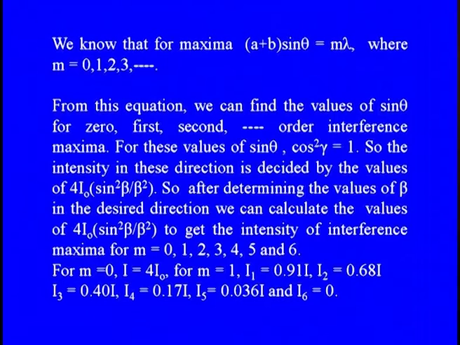And we know that for maxima, (A + B) sin theta = m lambda, where m = 0, 1, 2, 3, and so on. From this equation, we can find the values of sin theta for the 0th, first, second, third, and so on, order interference maxima. For these values of sin theta, cos square gamma will be 1. So intensity in these directions is decided by the values of 4 I naught sin square beta by beta square.